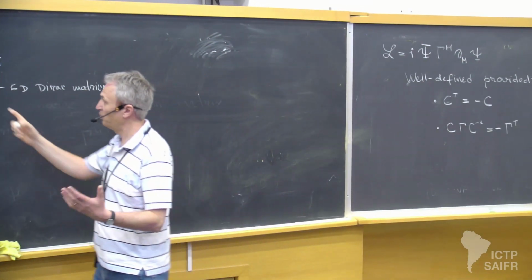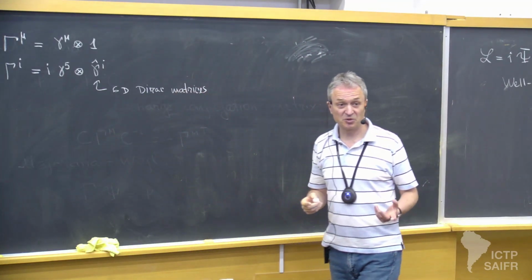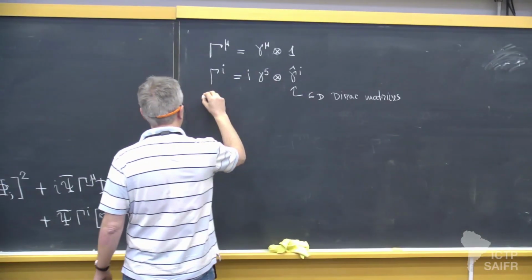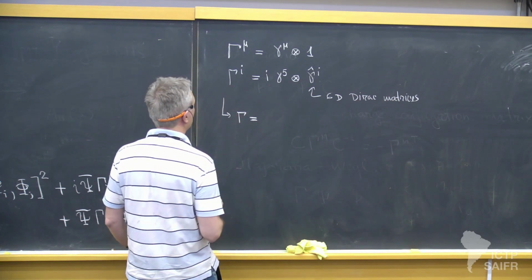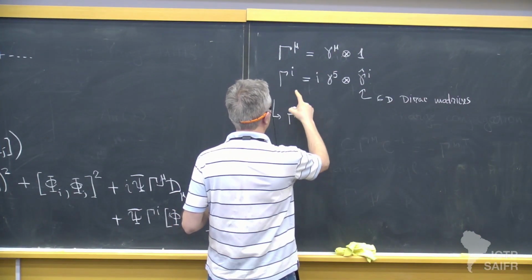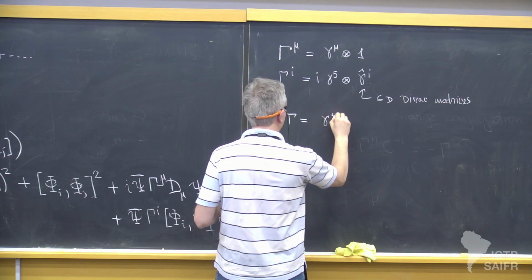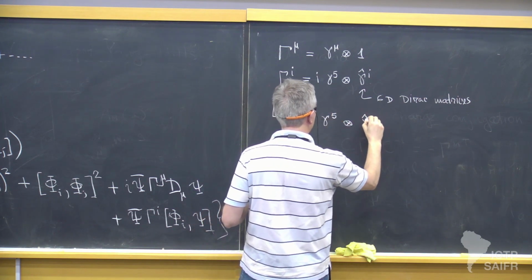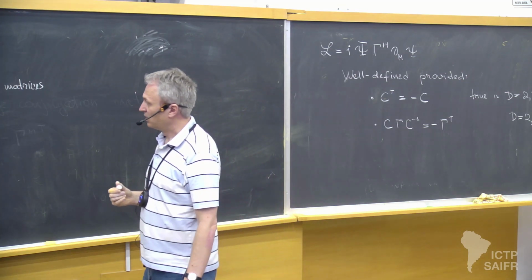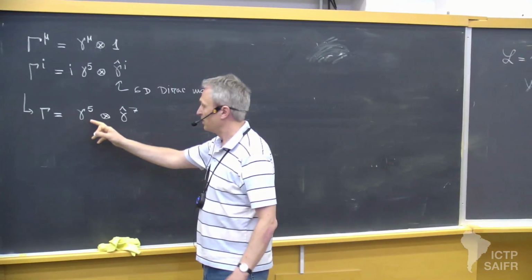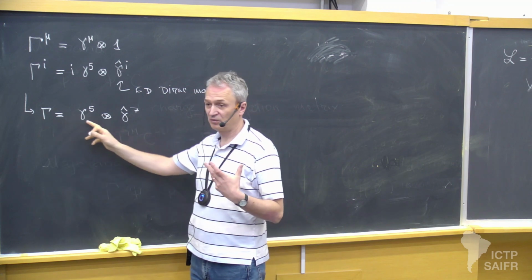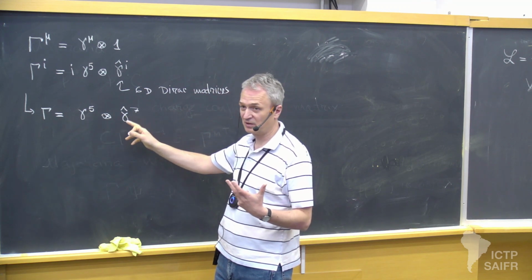So this is one possible way to construct 10-dimensional Dirac matrices once we know Dirac matrices in 4 and 6 dimensions. From that, we can also find the chirality matrix, which is a product of all 10 Dirac matrices. It's easy to see that it will be given by 4-dimensional chirality times 6-dimensional chirality. Let me denote it by gamma hat 7. So 10-dimensional chirality, in this sense, is the product of 4-dimensional chirality and 6-dimensional chirality.